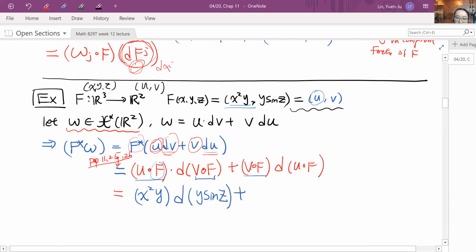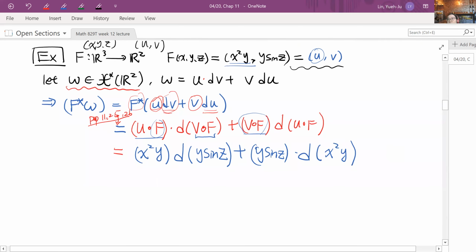And do the same thing. So here you have V of F times differential of U of F. And this differential is really what you were calculating in the homework right now. Now you can calculate the differential, right?